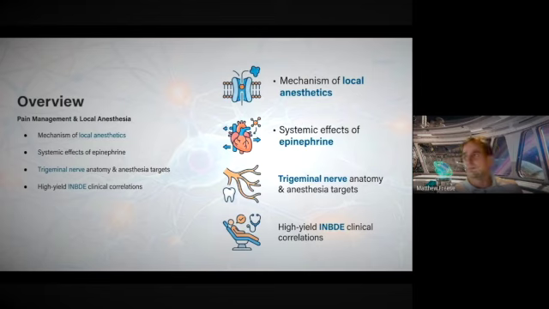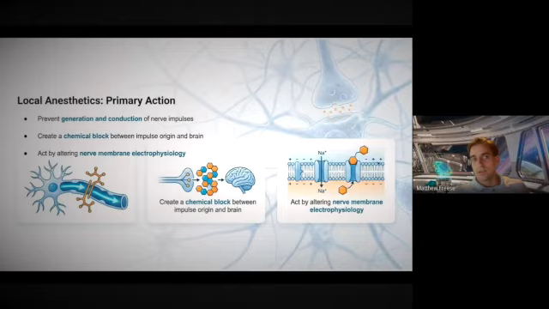Let's begin. Today, the overview: we'll be going over the mechanisms, systemic effects of epinephrine and local anesthetics, the trigeminal nerve anatomy and anesthesia targets, and high yield clinical correlations. First, the primary action of local anesthetics.